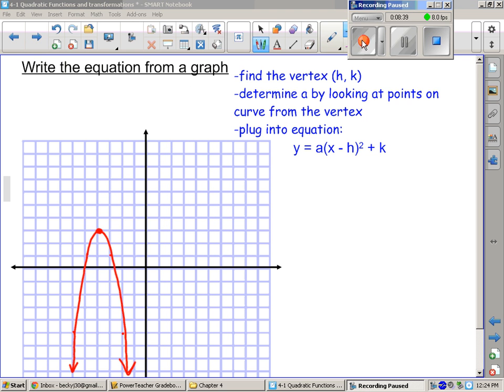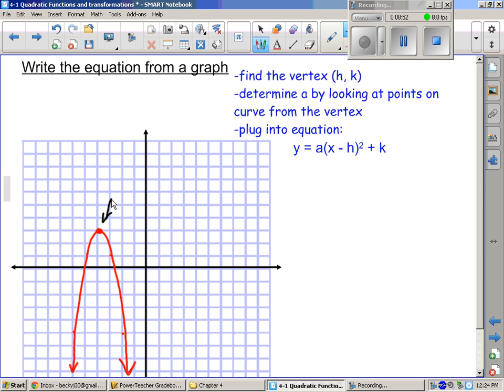Okay. All right, let's take a look. This one's already drawn in there for us. All right, we need to find the vertex. That's pretty easy. Let's just find that point right there. So it looks like we're going 1, 2, 3, 4 over and up 3. So -4, 3 is the vertex. So that's going to be our H and our K.